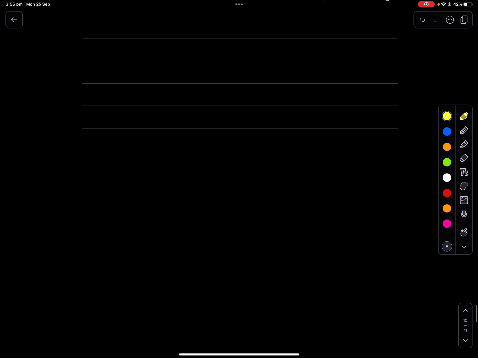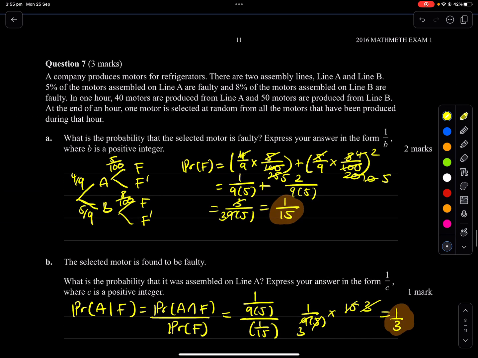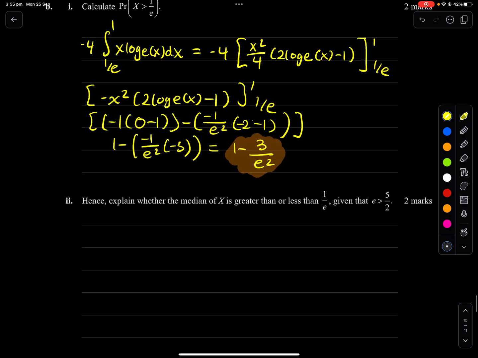Done. Last question. Damn, this exam is so... Damn, I've never been... This exam's such a headache. Alright, nearly done. Okay, let's do the last question.